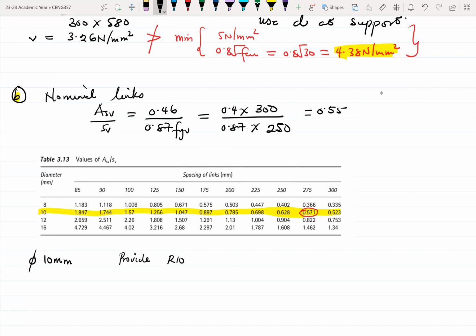R10 links at 275 millimeter centers. Okay, so this is the spacing.